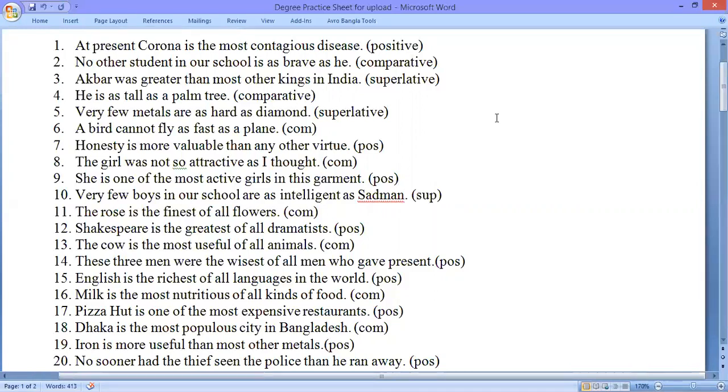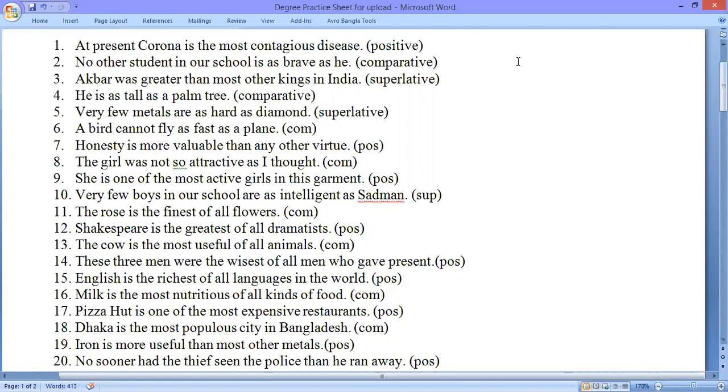So if you look at the screen, we can see number 1. The question is, at present, Corona is the most contagious disease. If we look at the sentence, we can understand that it has come from the first rule that we learned in the previous class. So, if we want to make this positive, we need to start with no other. So, the solution is, at present, no other disease is so contagious as Corona. I think you have understood the point.